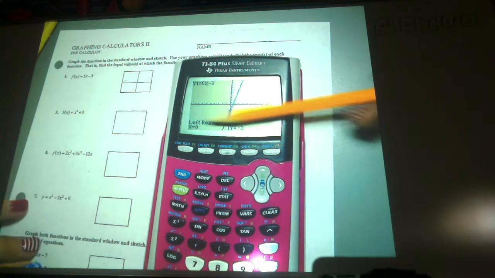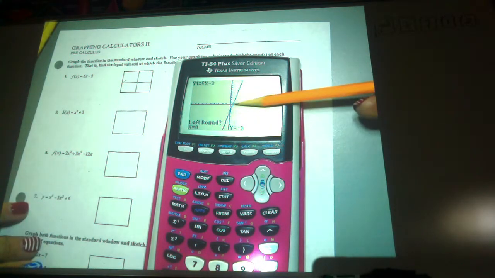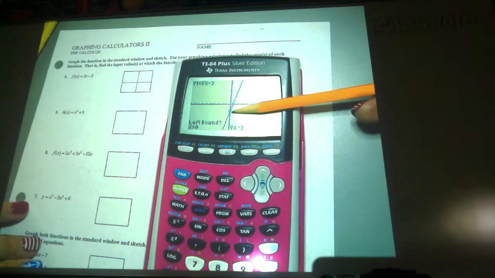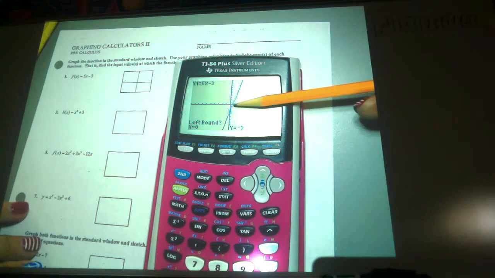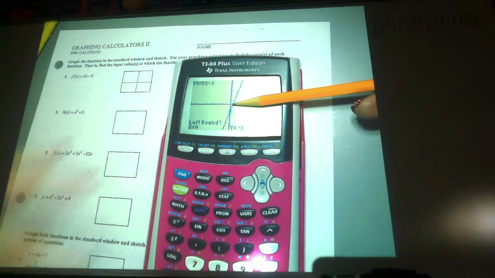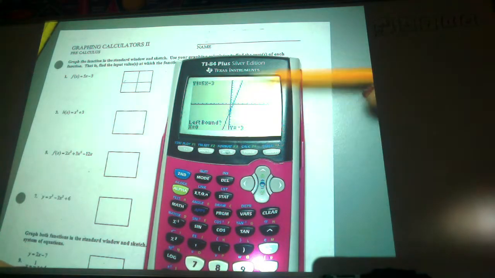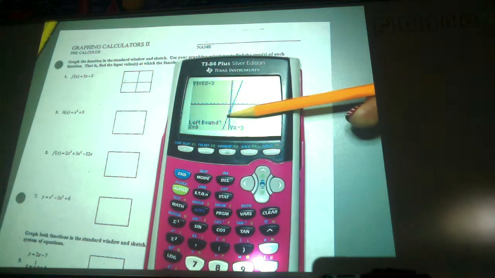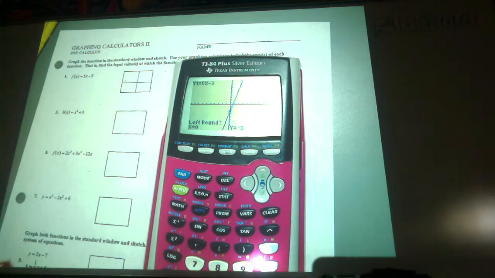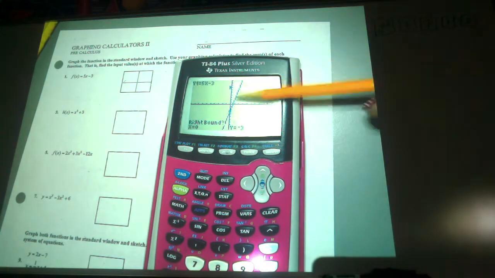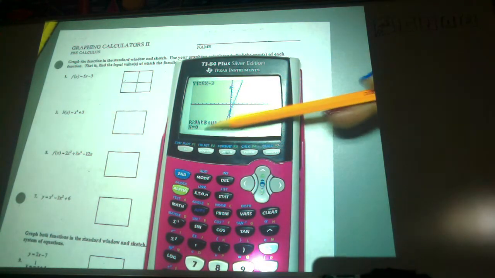Now, it's asking you for left bound. If I'm calculating this point here, see you should have a flashing dot here. You want that flashing dot to be to the left of that zero. To the left can either be below or above the x-axis. In this case, because I have a positively sloped line, to the left is below. So you want to just go ahead and keep it there, hit enter. It puts a little arrow here as a marker. Then it's asking you for right bound.